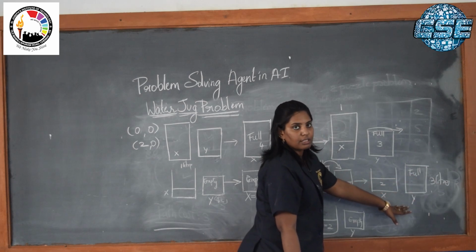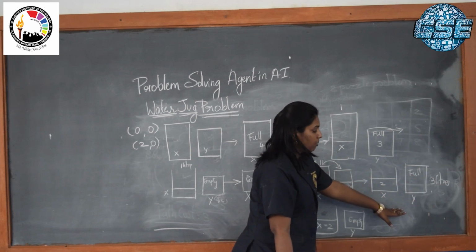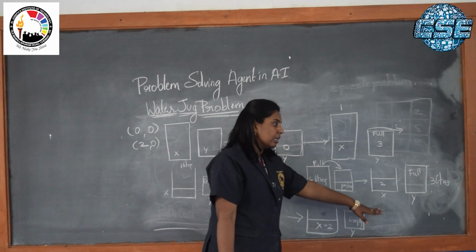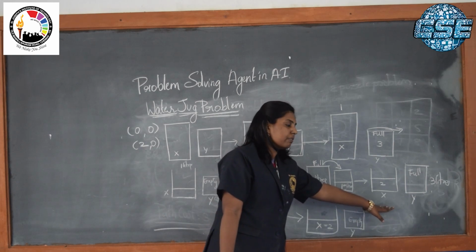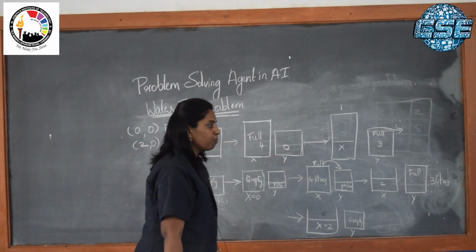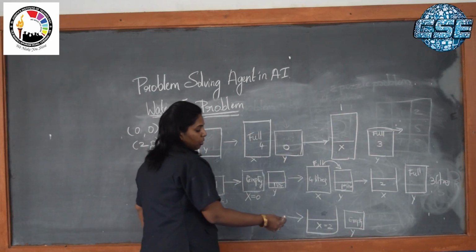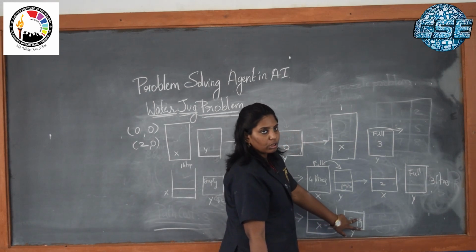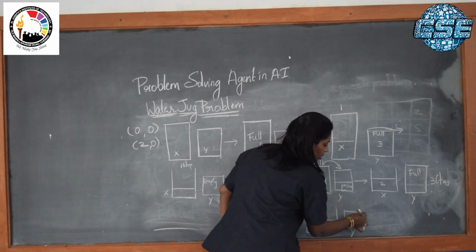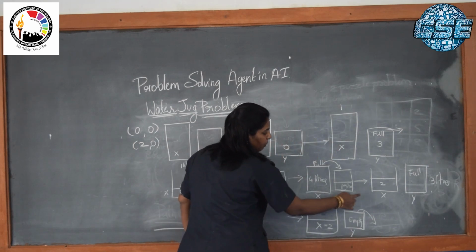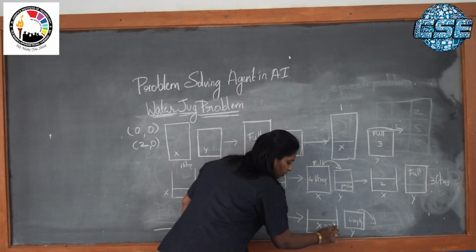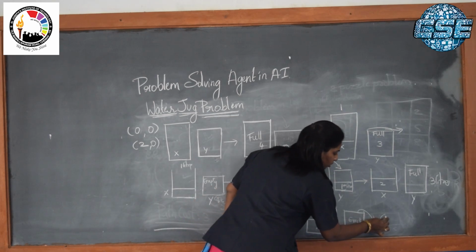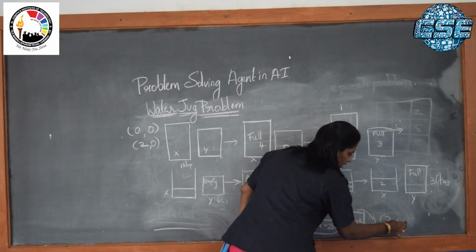So this will be a new transition state. We need to check with the goal test whether this has reached the goal state or not. It has not reached the goal state, and we will consider this as the initial state again, and we need to perform the action. We need to empty this Y jar. We throw the water onto the ground, and in X we have 2 liters of water remaining. So finally, how much are we getting? In X there are 2 liters. In Y we have 0 liters of water.